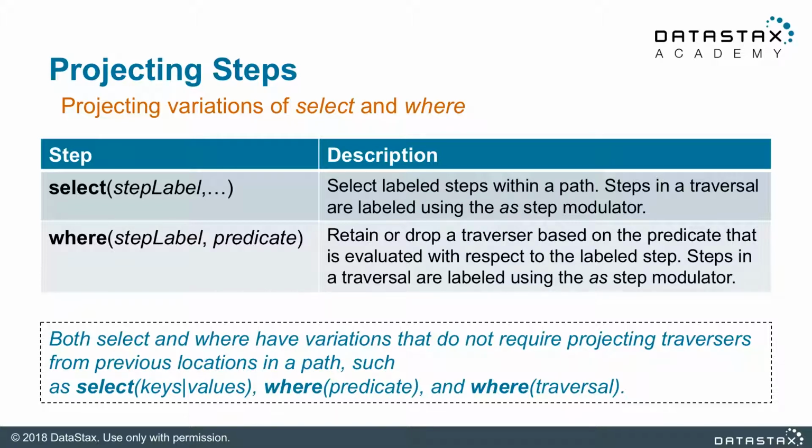The next step to talk about is where. There are multiple ways to use the step where in the Gremlin language, but the use that is most like a projecting step is when we use where to recall a previous step and evaluate some predicate on those traversers. Where does not return or project new traversers, but instead it can refer to previously labeled steps to evaluate some condition. We are going to use both select and where in some examples coming up, and the difference between them will be much more clear.